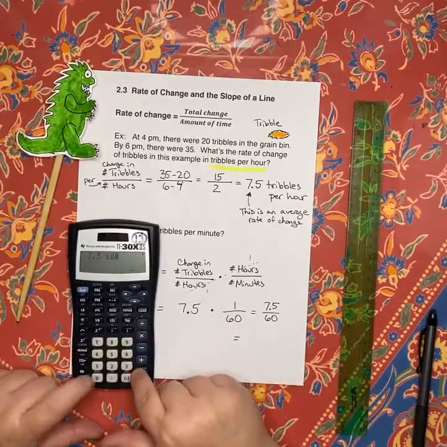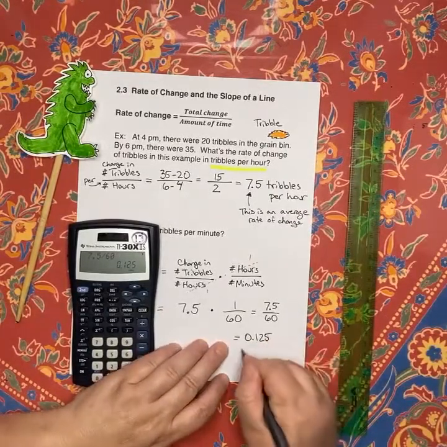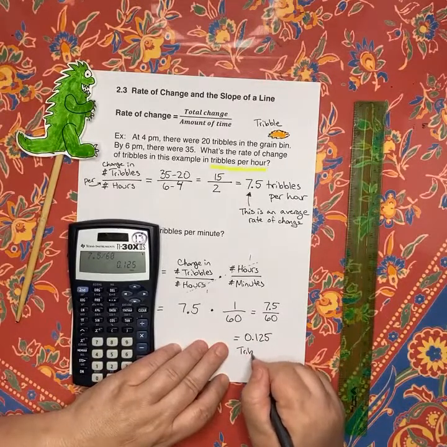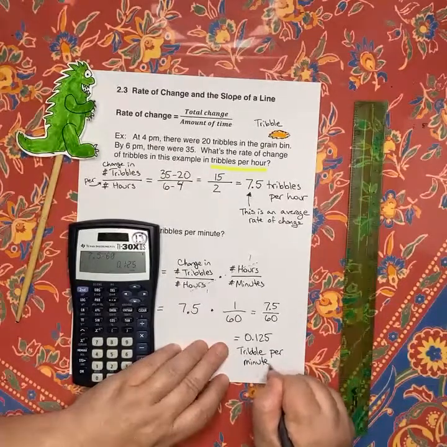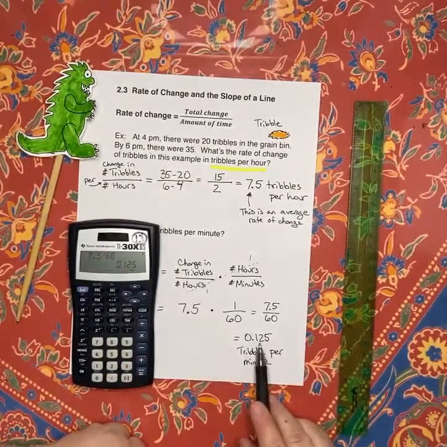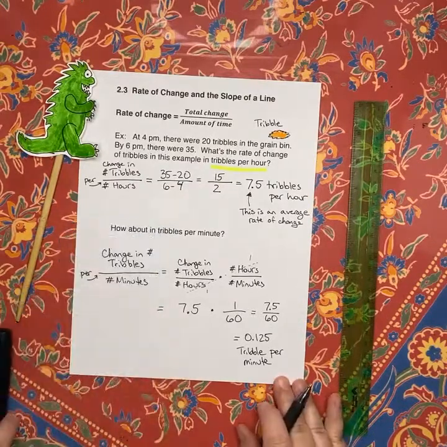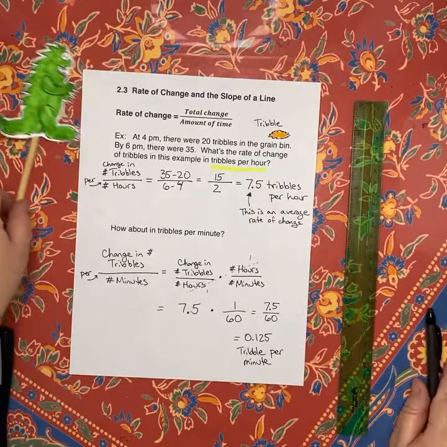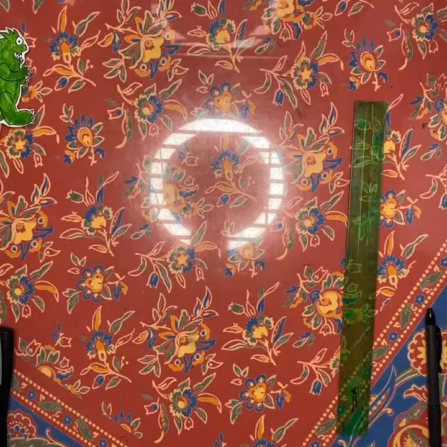7.5 divided by 60 equals 0.125 tribble per minute. So in other words, every minute we get about 1/10 of a tribble. So every 10 minutes, we're going to end up with a tribble. Kind of woohoo, kind of weird. So first page, lots of fractions, lots of Star Trek. Life is good. Second page, let's move it into math land now.